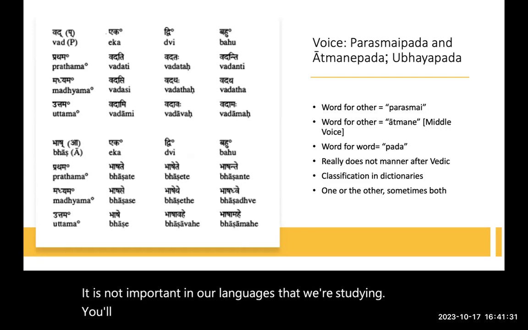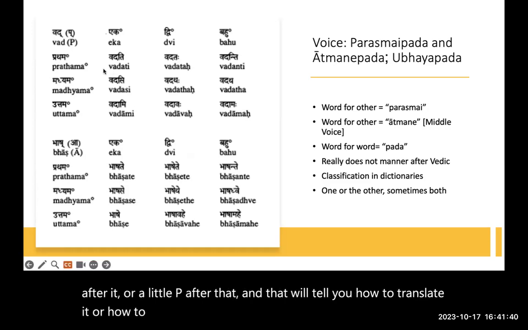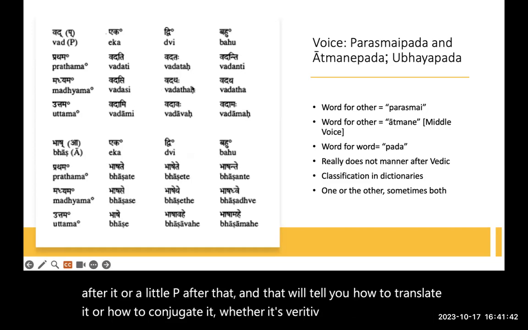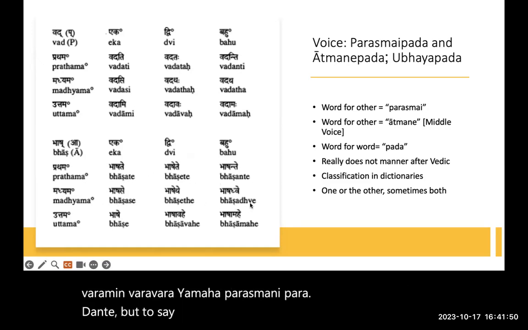You'll look in the dictionary and you'll see that it'll have a little A after it or a little P after that, and that'll tell you how to translate it or how to conjugate it, whether it's vadati, vadataha, vadanti, vadasi, vadataha, vadatha, vadami, vadavaha, vadamaha, parasmaipada. Bhashate, bhashete, bhashante, bhashase, bhashethe, bhashadhve, bhashe, bhashavahe, bhashamahe.